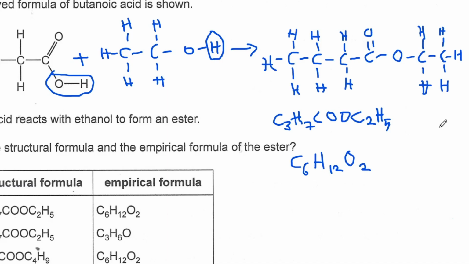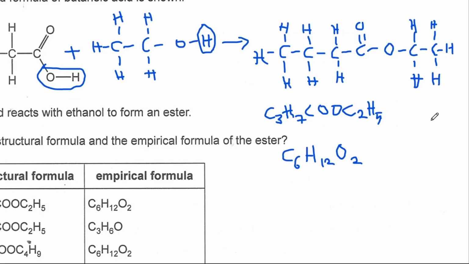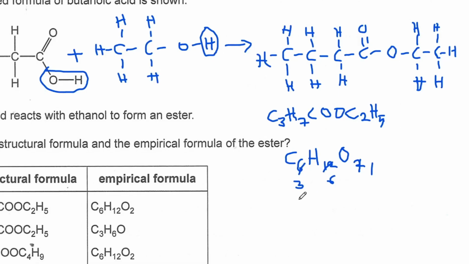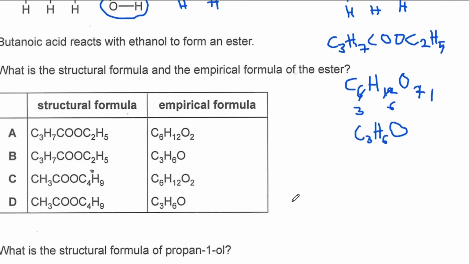Empirical formula is the simplest ratio. So in order to get the empirical formula, we divide by the smallest number, which is 2. So 2 here, 1; 12 here, 6; and then 2 here, 3. So therefore, the empirical formula is going to be C3H6O. So this is the structural formula, and this is the empirical formula. Let's check the options, which one corresponds with that. Options A and B have the same structural formula as what we got, but option B is the one with the correct empirical formula. So therefore, the answer is option B.